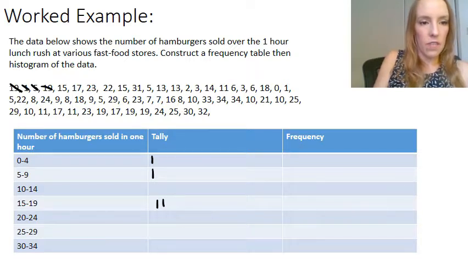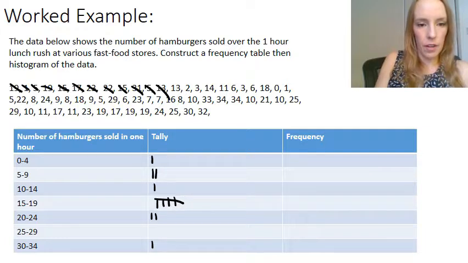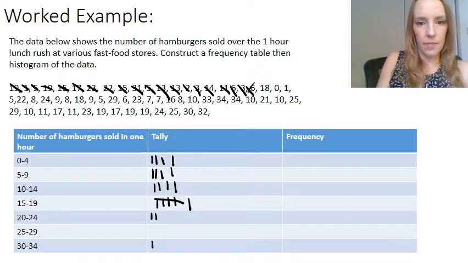19, 15, 17, 23, 22, 15, got up to 5 there. 31, they sold a lot. 5, 13, 13 again, 2, 3, 14, 11, 6, 3, 6, 18, 0, that's a bad restaurant. Oh, that was the 5th one, so actually I'll rub that one out.